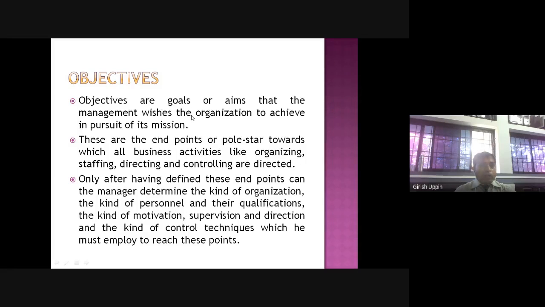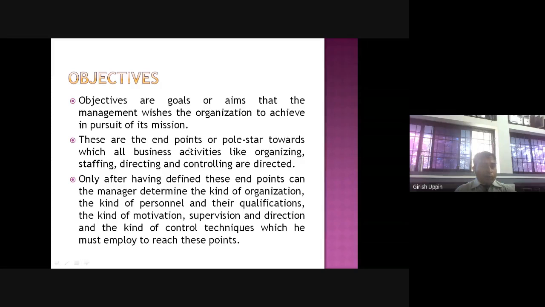So objectives are goals or aims that the management wishes the organization to achieve in pursuit of its mission. Okay. So these are the goals that you are selecting. We will see the characteristic of the objectives also. Objectives should be measurable, right? It should not be just vague. Okay. And all the objectives cannot be measured. We will see those kind of examples also.